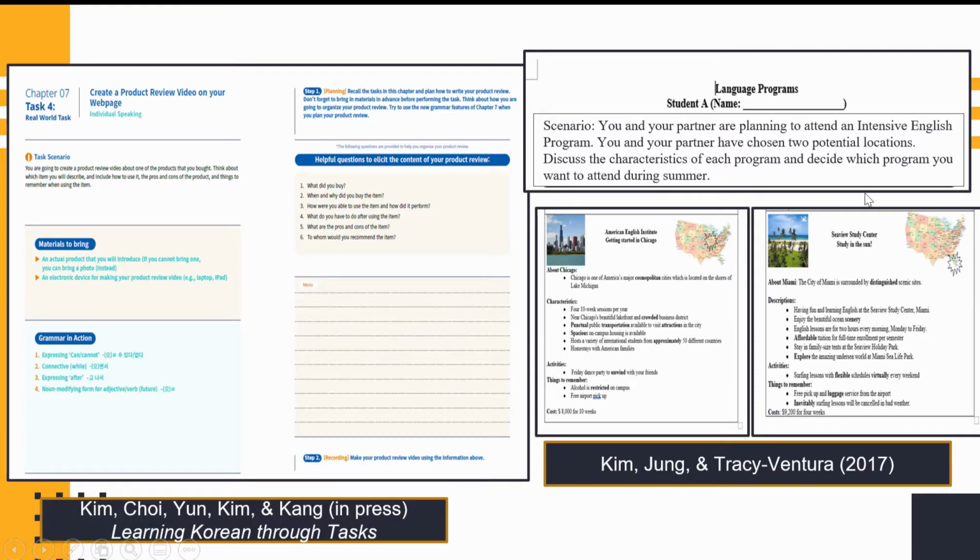And the right side is called language programs. This is a collaborative speaking task, and two students have two different pieces of information about two language programs. While comparing these two programs, they have to decide which program they want to join during summer. So these two tasks fulfill the characteristics of task. One is an individual task, and the other one is a paired collaborative task.